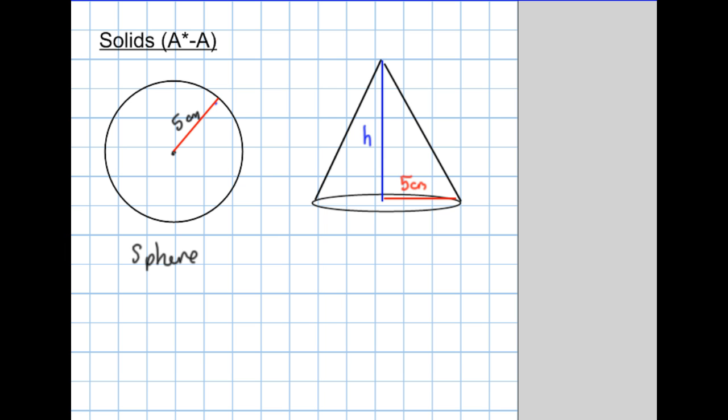Well, how do we go about this? Well, first we work out the volume of the sphere, and we look in our formula sheet and we see that the volume of a sphere is 4/3 times pi times r cubed. Had to have a cube there, so we'd have cubic units because we're talking about volume. So let's work that out first.